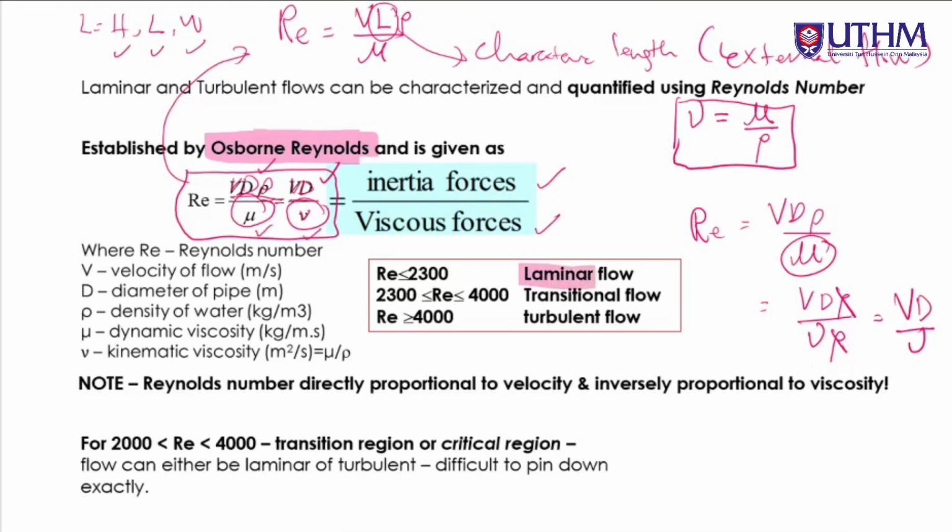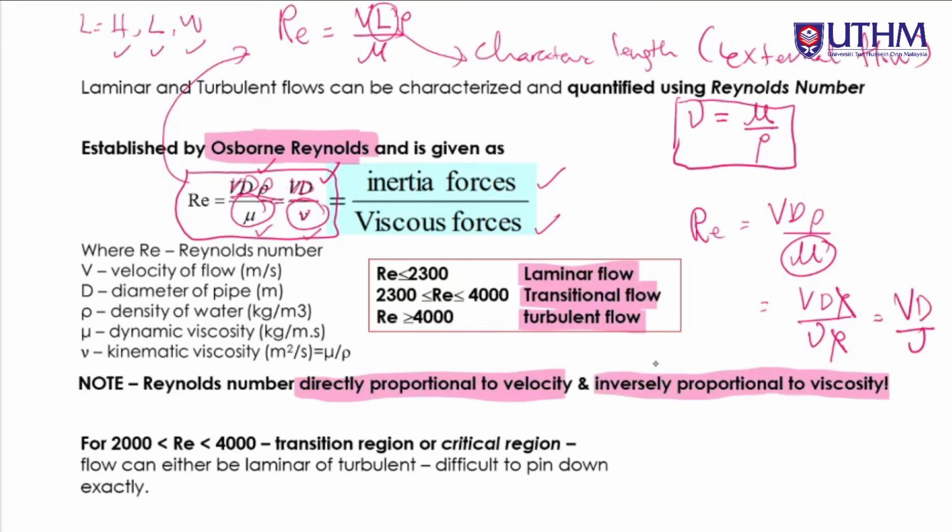So, it's stated here that if the Reynolds is less than 2,300, it will be a laminar flow. And more than 4,000 is turbulent flow. In between, it should be a transition flow. Okay, so apa lagi kita cakap kat sini? Reynolds number is directly proportional to the velocity and inversely proportional to the viscosity.